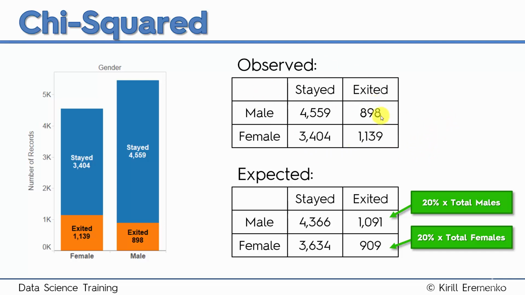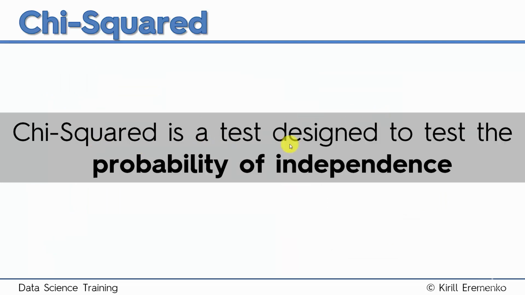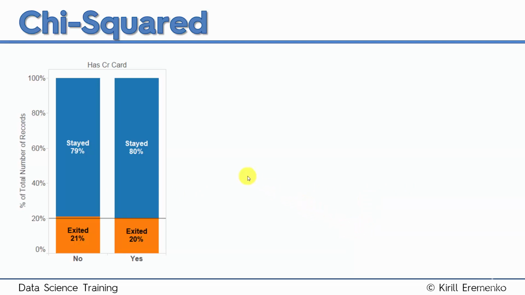So that means the chi-squared is a test designed to test the probability of independence. We're testing whether our variable, exited, yes or no, is independent of gender. That's what we're testing. We're testing the probability of independence, and that's important to remember. Now, let's look at a second example before we continue on to Excel.